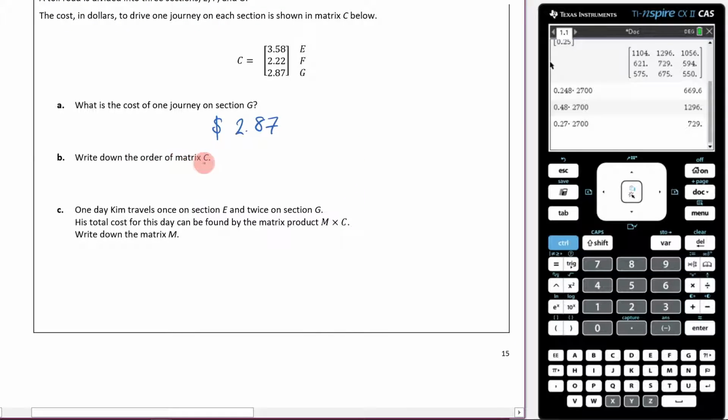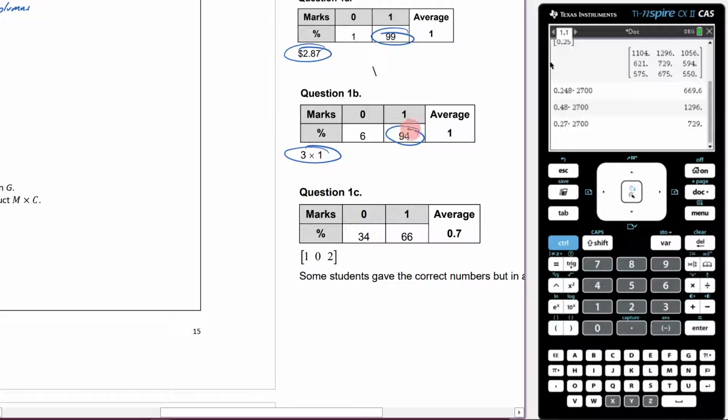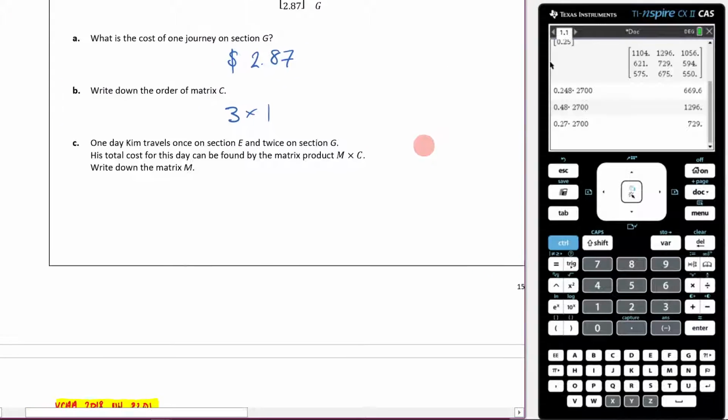Write down the order of matrix C. So what's the order of this matrix? Well, we know that we look at the rows, then we look at the columns. So how many rows do we have? We have 3 rows, we have 1 column. So that means our answer is 3 by 1. 94% of the state got that one. Let's now come to C.